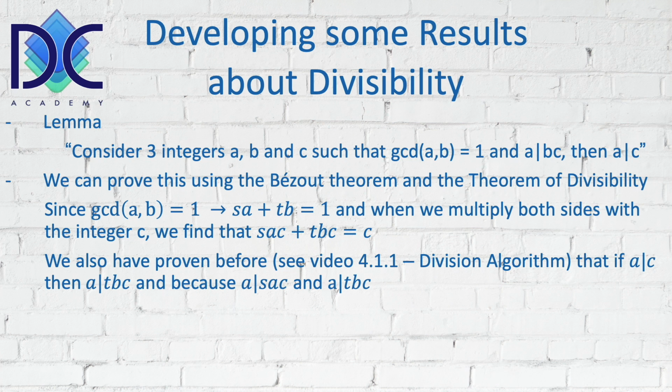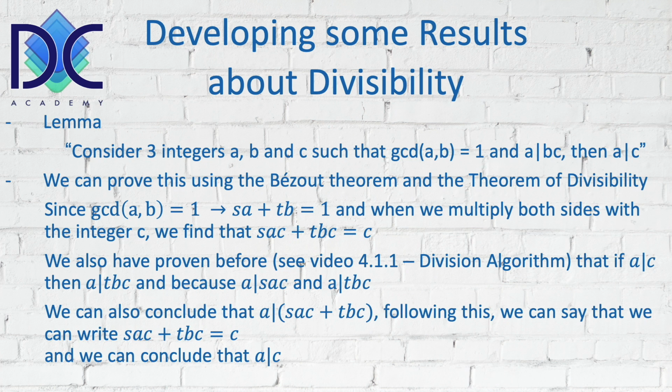Now, basically, that's the first element, and the second element that we can conclude, in this case, is that A also divides SAC plus TBC. So following this, we can also say that S times A times C plus T times B times C is equal to C. That's the same result we had before. And basically, based on this, we can conclude that A divides C. So that's the lemma, that we have those three integers and we can use this relationship of divisibility.